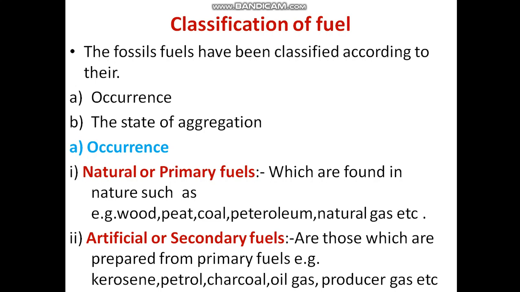Now the second is called artificial or secondary fuels. What are secondary fuels? Those which are prepared from the primary fuels are called secondary fuels. From petroleum we can separate out kerosene, petrol and other things. From coal we can get charcoal. From petroleum we can get oil gas, and from natural gas we can also get producer gas. So these are some examples of secondary fuels.